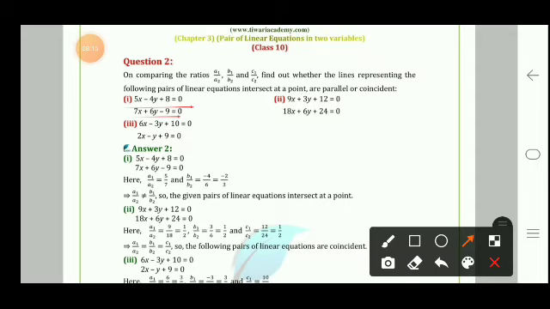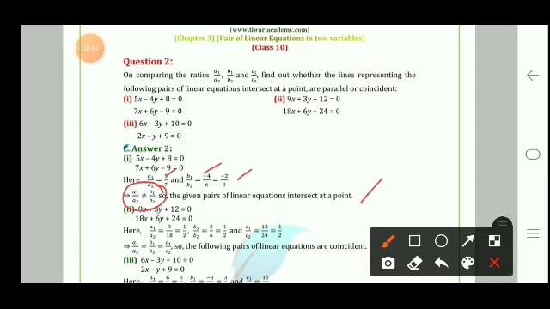So if we write a1 over a2 and b1 over b2, then we can see that a1 over a2 is 5 upon 7, and b1 over b2 is minus 4 upon 6, which can be written as minus 2 upon 3. Now we can clearly see that a1 upon a2 is not equal to b1 upon b2, so the given pair of linear equations intersect at a point. This is the condition when both the lines are intersecting at a point.